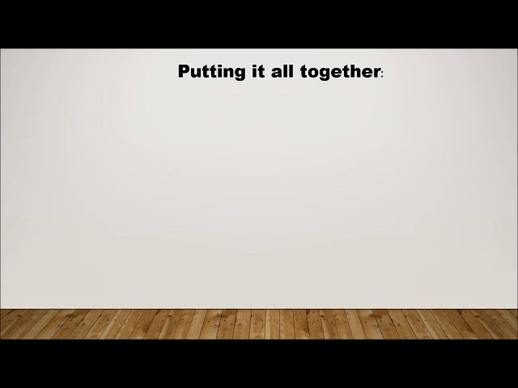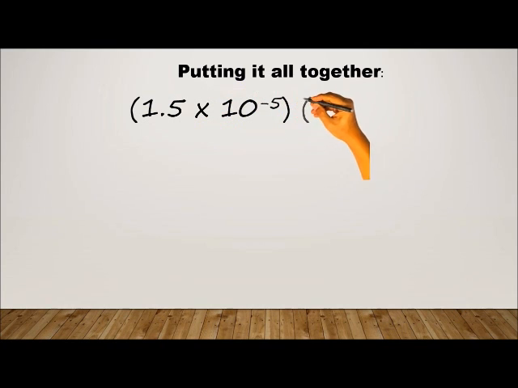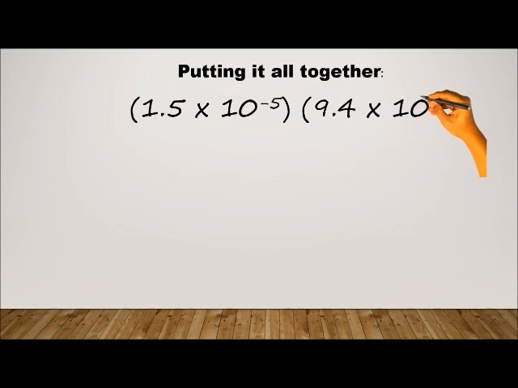Now let's look at putting it all together. Let's look at another multiplication problem: 1.5 times 10 to the negative fifth multiplied by 9.4 times 10 to the negative third. First thing we're going to do is put our first factors together and then rearrange so that we have our powers of 10 together.